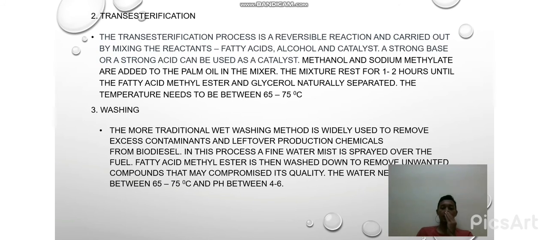The third step is washing. The more traditional wet washing method is widely used to remove excess contaminants and leftover production chemicals from biodiesel. In this process, a fine water mist is sprayed over the fuel. Fatty acid methyl ester is then washed down to remove unwanted compounds that may compromise its quality. The water needs to be heated to between 65 to 75 degrees Celsius with a pH between 4 to 6.